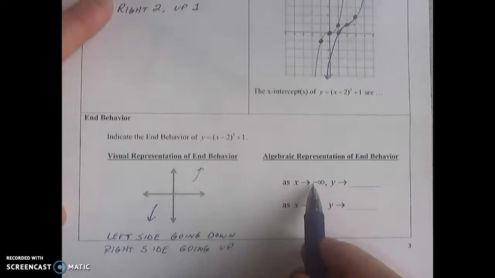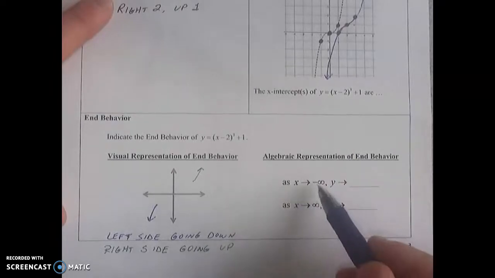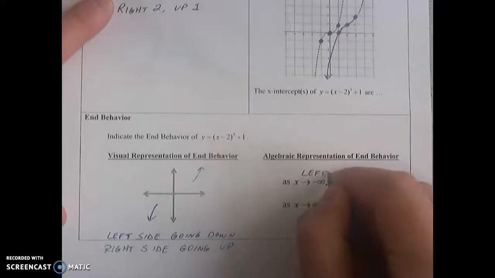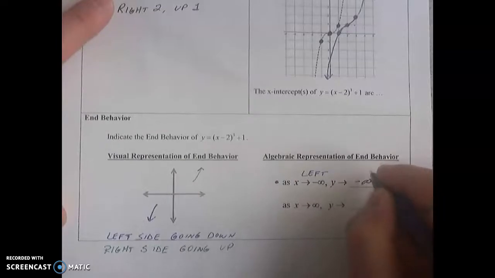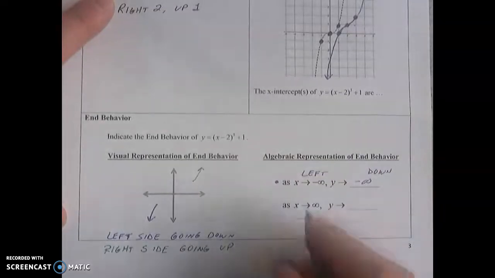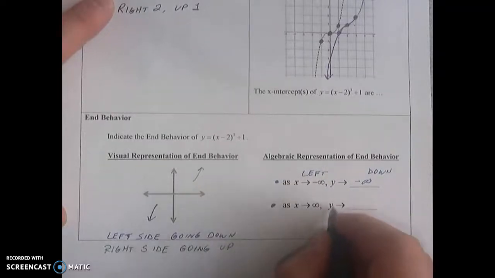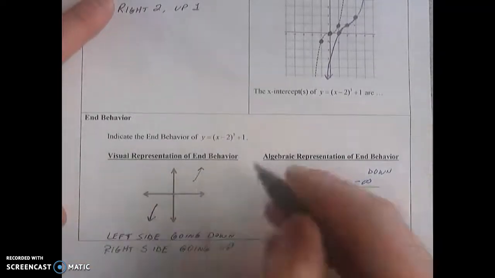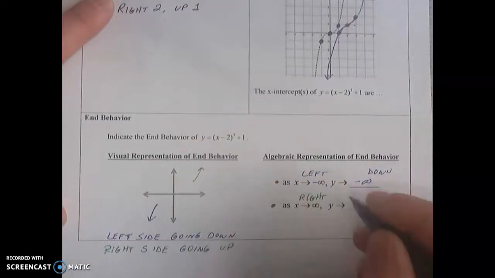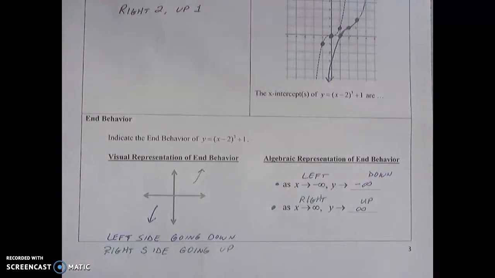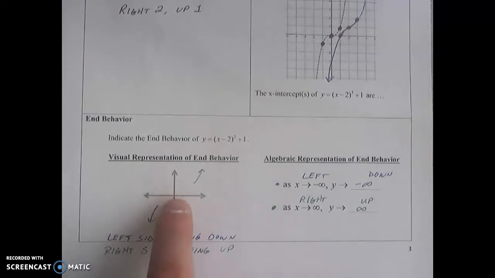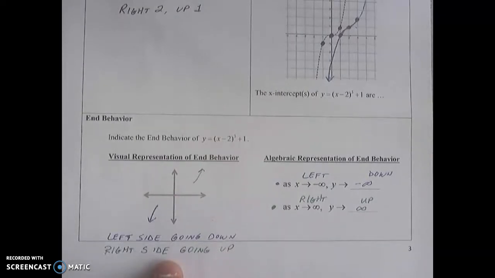Same thing here, as x is approaching negative infinity, negative numbers are to the left. This is the left side of the graph. Our y values would be going down, also to negative infinity. As x approaches positive infinity, that would be all the numbers to the right. So as x goes to the right, we're looking here. We know that our y values are going up to positive infinity. Okay? So really three different ways that we can state an end behavior. We can state it visually, we can state it with words, and we can state it algebraically using x's and y's and whether they're going to negative infinity or positive infinity.